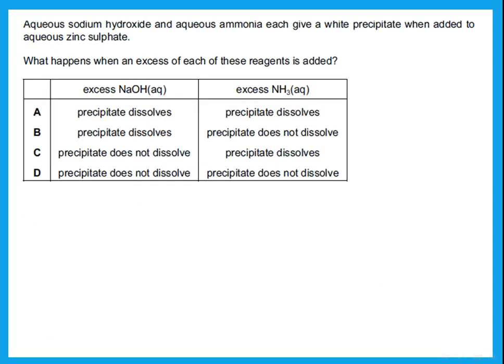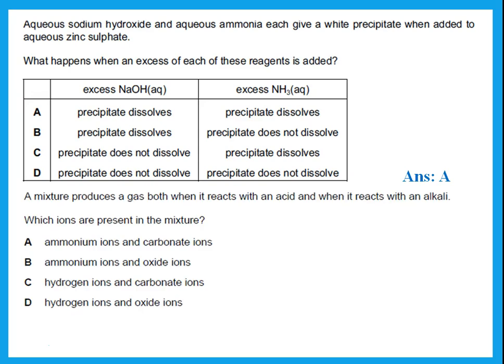Okay, then he says aqueous sodium hydroxide and aqueous ammonia each give a white precipitate when added to zinc sulfate. So this is a test for zinc. Now what was the test for zinc? We said in both cases, if I add sodium hydroxide or if I add aqueous ammonia, I get a white precipitate that is soluble in excess reagent, in both cases. So in both cases, if I add excess of the reagents, I will have the precipitate dissolving. Okay?